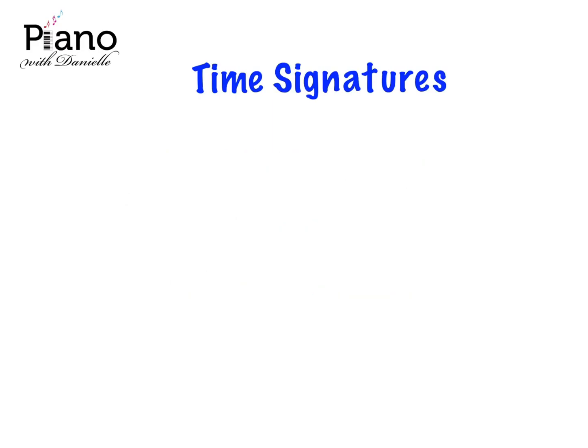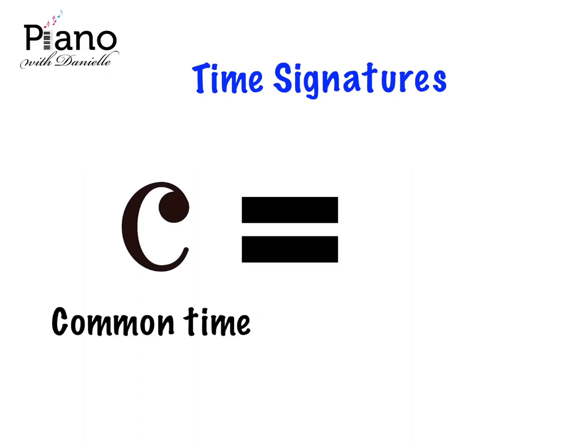Sometimes you may come across this symbol. It's called common time, and it means exactly the same and is equal to 4 crotchet beats in a bar, or 4-4.